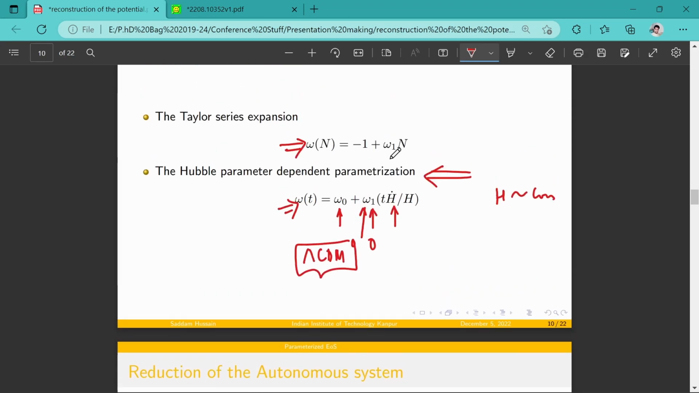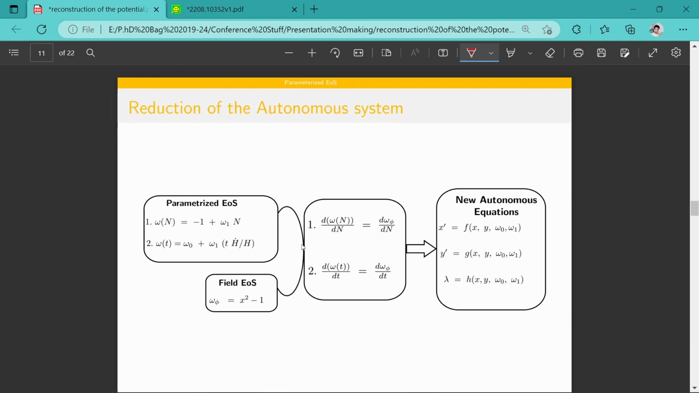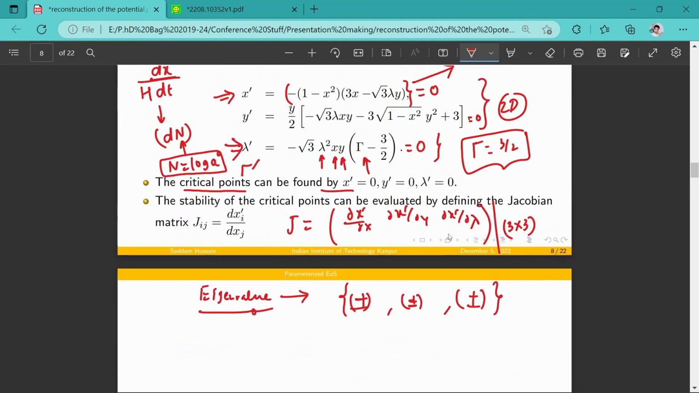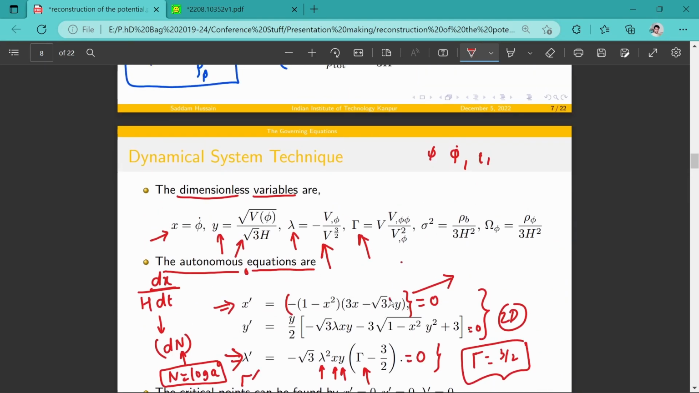So we have parameterized our equation of state, and we already know that our tachyon field has the equation of state x square minus 1. These are the same, therefore we can equate them. From here we understand what x is in terms of n, but we don't require it in n. Therefore we can take the derivative. I have already shown you that we are taking the derivative and they are equal. So from here we are constraining our x prime, and directly from this observation we can have one of the autonomous equations, x prime. Now equating this x prime to the other x prime, we can eliminate lambda. So lambda can now depend on x and y.